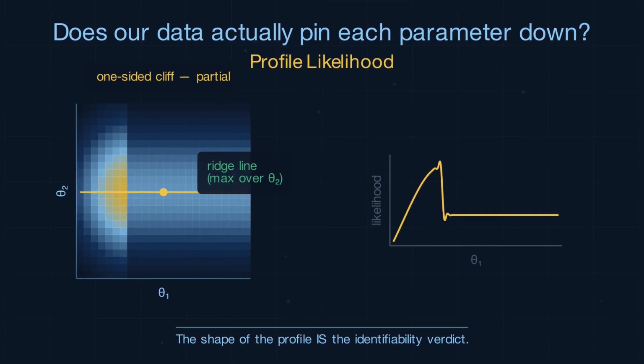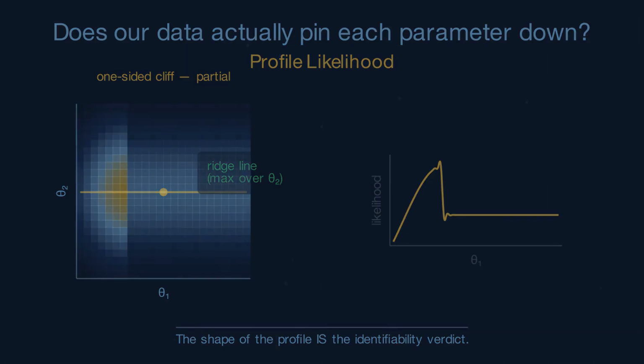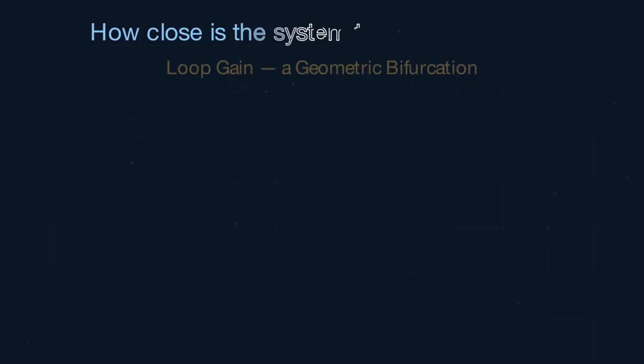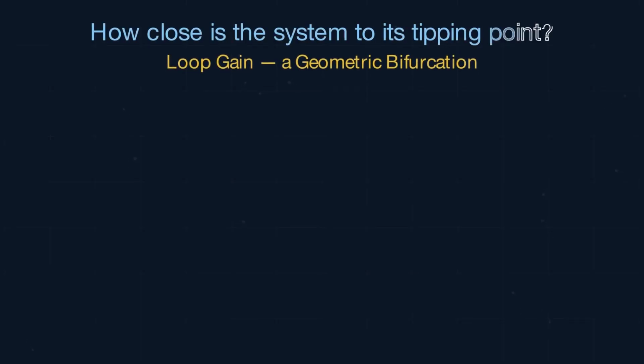Structural identifiability asks, could any data do this? Profile likelihood asks, does ours? The 5th question is fundamentally different. It isn't about parameter space. It is about how the system behaves in time.